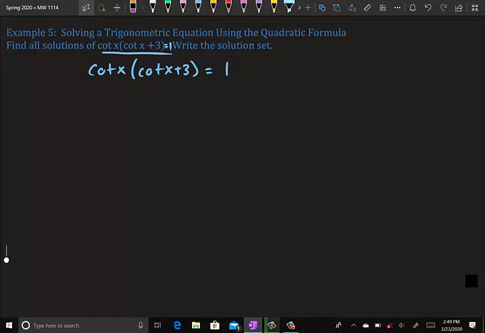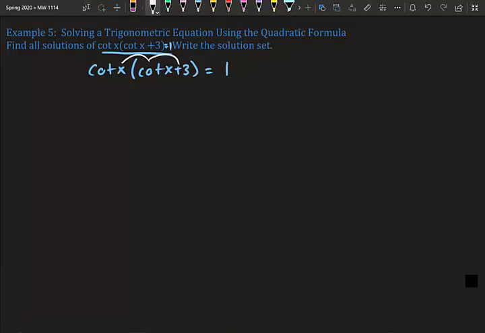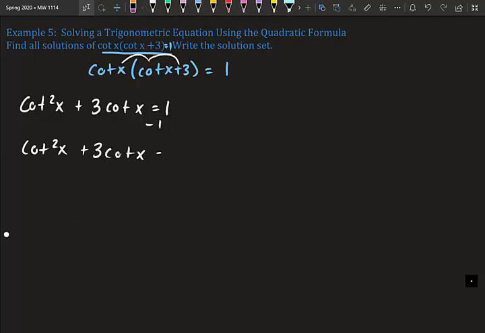Alright, so we have parentheses. Let's do what we usually do, distribute. When we do, we have cotangent squared x plus 3 cotangent x equals 1. You probably guessed it, we're going to minus the 1 over. So we have cotangent squared x plus 3 cotangent x minus 1 equals 0. The reason why we equal it to 0 is because cotangent is squared.